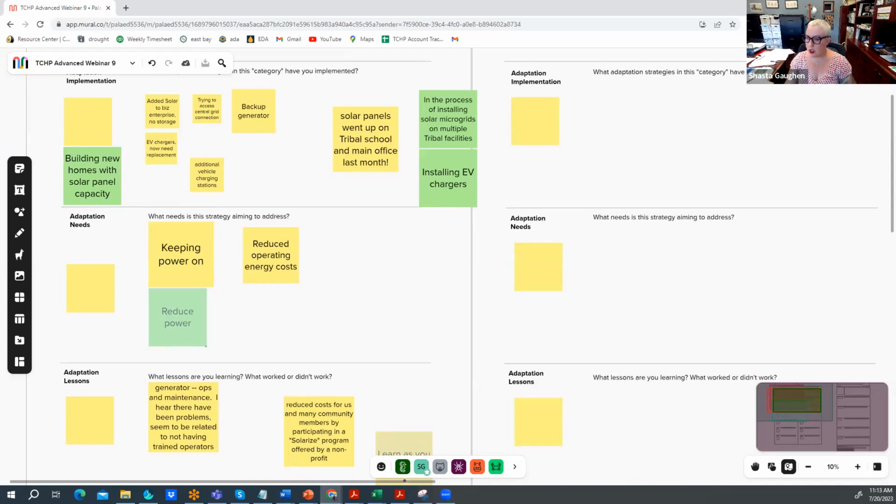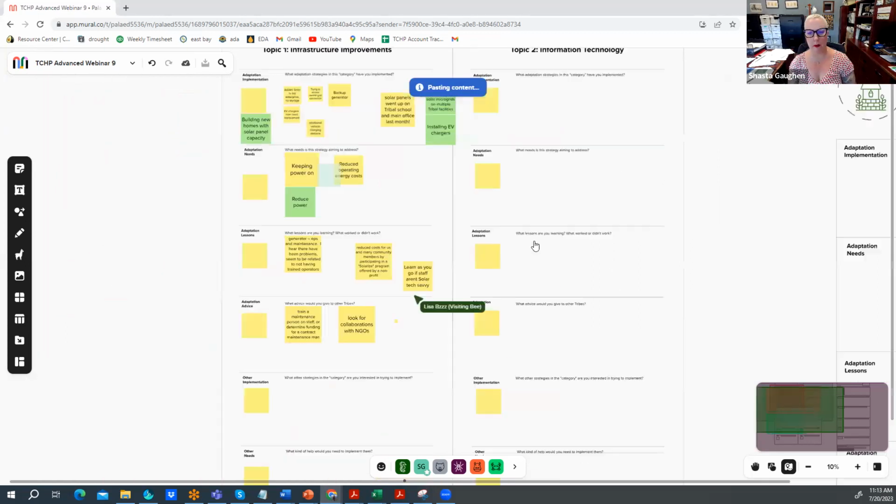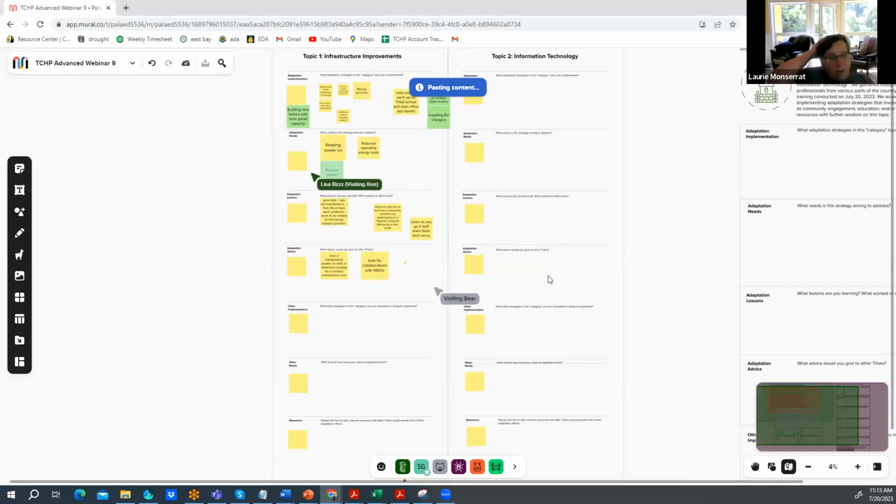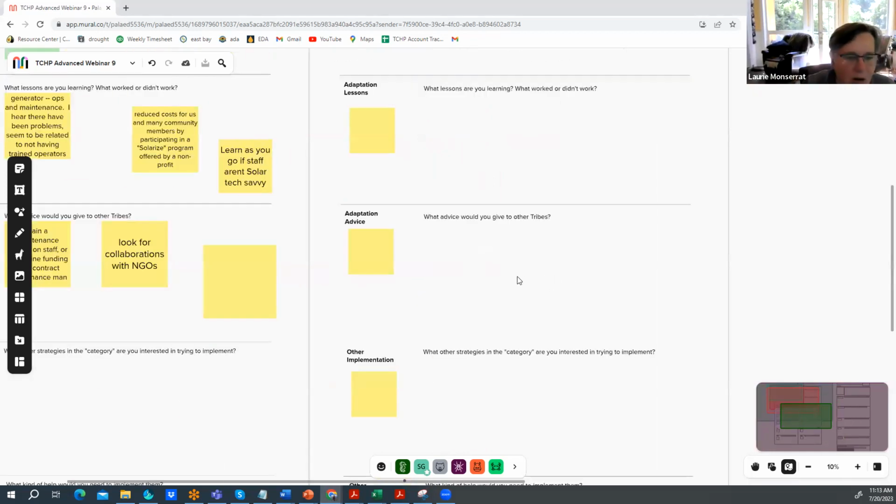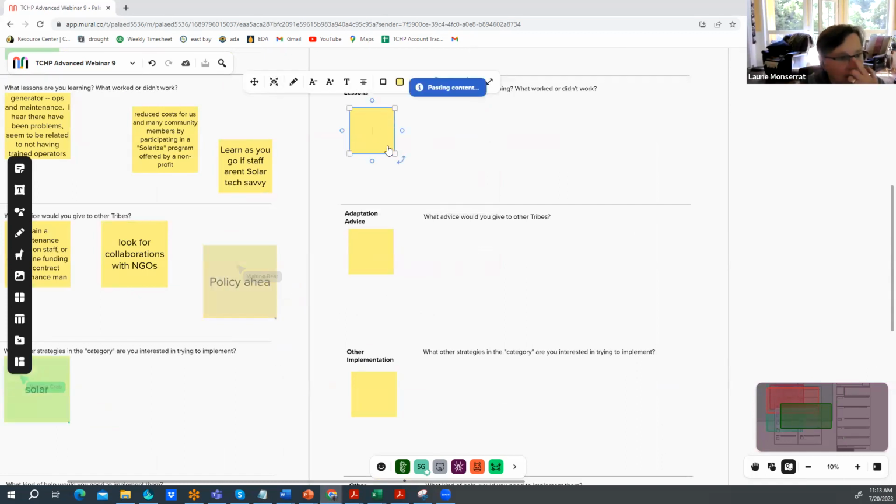And Lori, that for IT, tribes need to be able to access and update all systems. So Lori, can you expand on that a little bit? What kinds of systems are you talking about? Everything from flood monitoring, water monitoring, all of their adaptation systems.